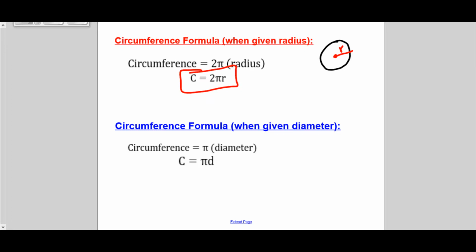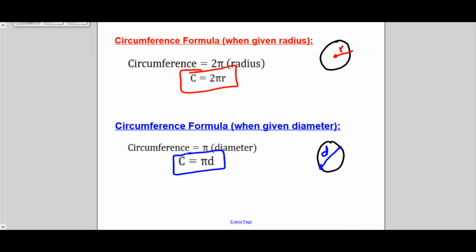If we're given a diameter, so if I have a circle and I have a line that goes all the way across the circle, like this blue line, this is a diameter. I'm going to label it D. Diameter goes all the way across. If we're given a diameter, then we'll do circumference equals pi times the diameter, or C equals pi times D.